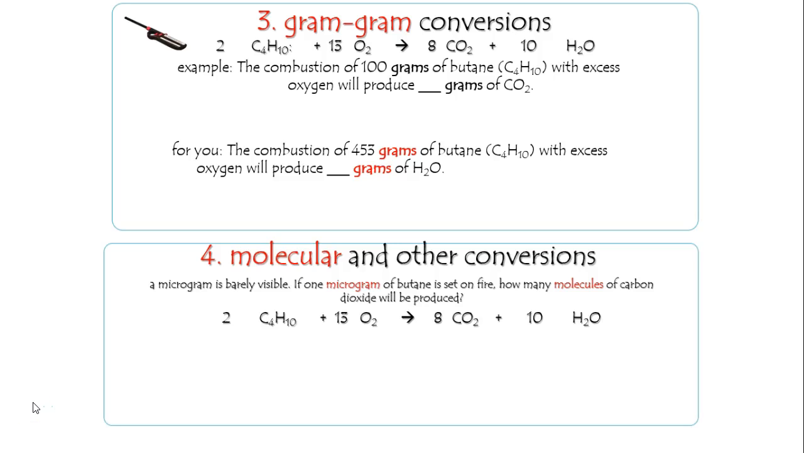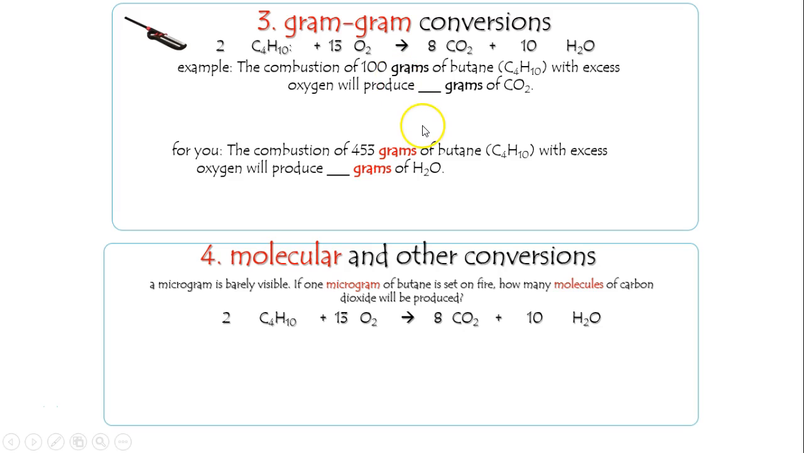The four most common types of chemical conversions involve moles, grams, and molecules, and they are mole to mole, one step, mole to gram or gram to mole, two steps, gram to gram, and gram to molecule conversions. We showed the first two in the previous screencast, and we're going to show the next two in this screencast, gram to gram and molecular conversions.